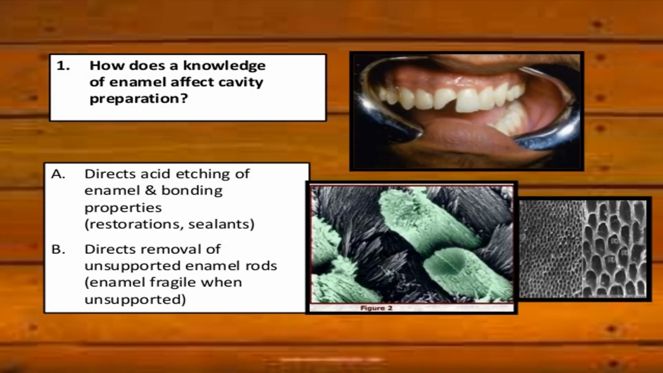First question is, how does the knowledge of enamel affect cavity preparation? The answer is direct acid etching, enamel and bonding properties, restorations and sealants. While doing restorations or sealants or cavity preparation, it affects the preparation. Direct removal of unsupported enamel rods, as enamel is fragile when unsupported.